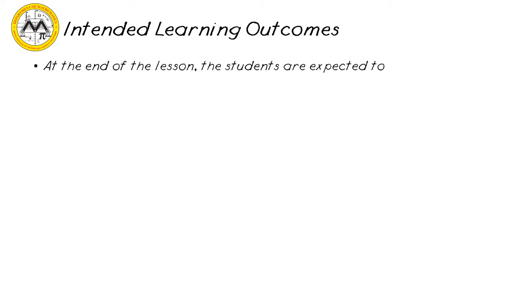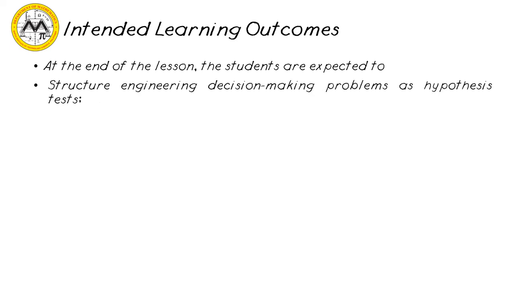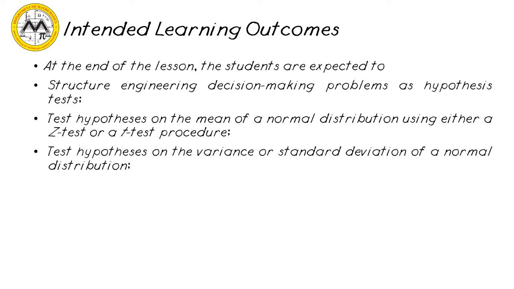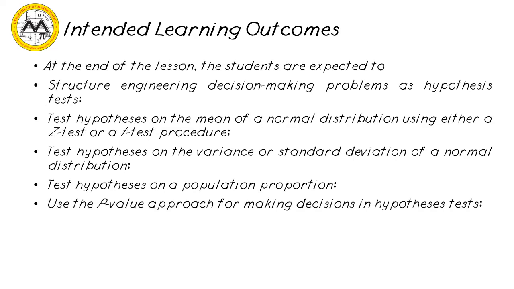The intended learning outcomes are: structure engineering decision-making problems as hypothesis tests. Test the hypothesis on the mean of a normal distribution using either the z-test or the t-test procedure. Test the hypothesis on the variance or standard deviation of a normal distribution. Test the hypothesis on a population proportion.